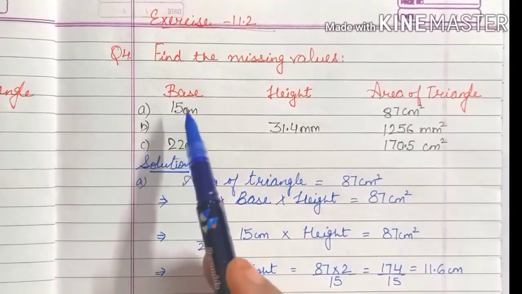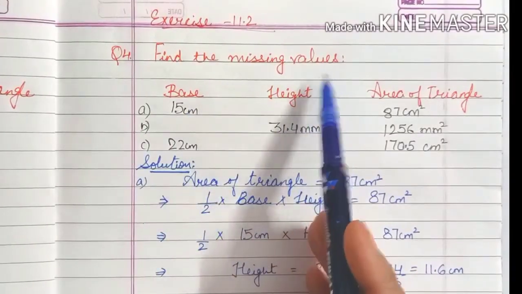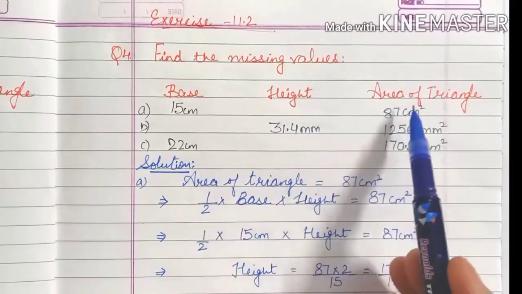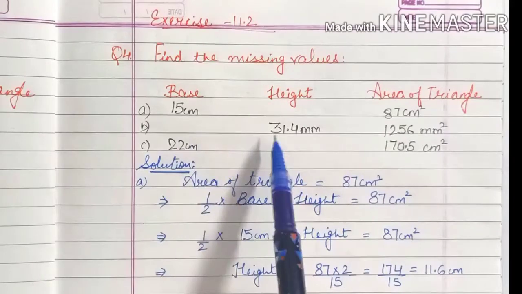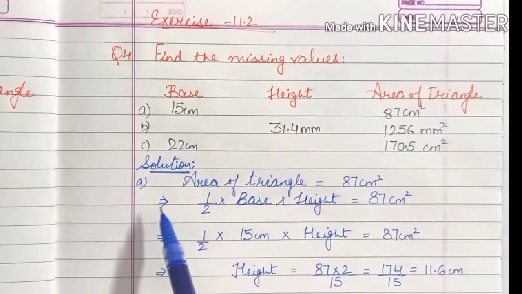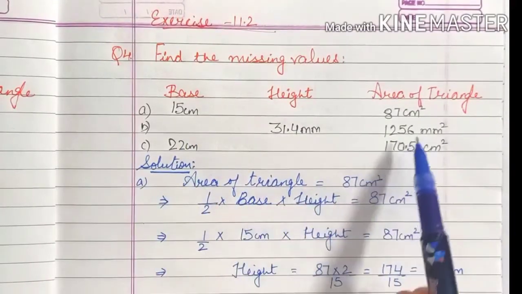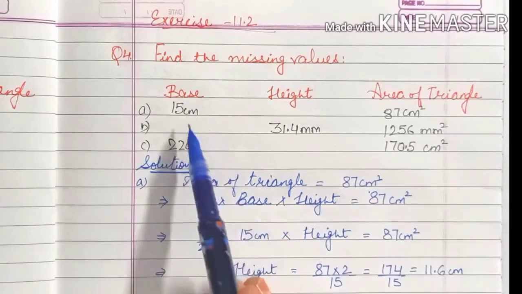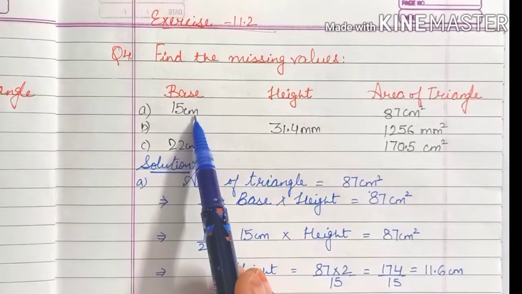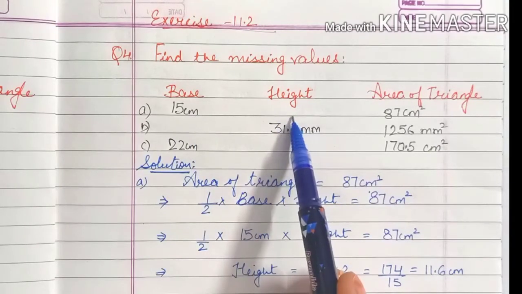Let's come now to question number 4. Find the missing values. Same as here, in this question we are given area of triangle and we are to find out the missing value of base or height. So let's see first part. Here area of triangle is given 87 centimeter square and base equal to 15 centimeter. We need to find out height.